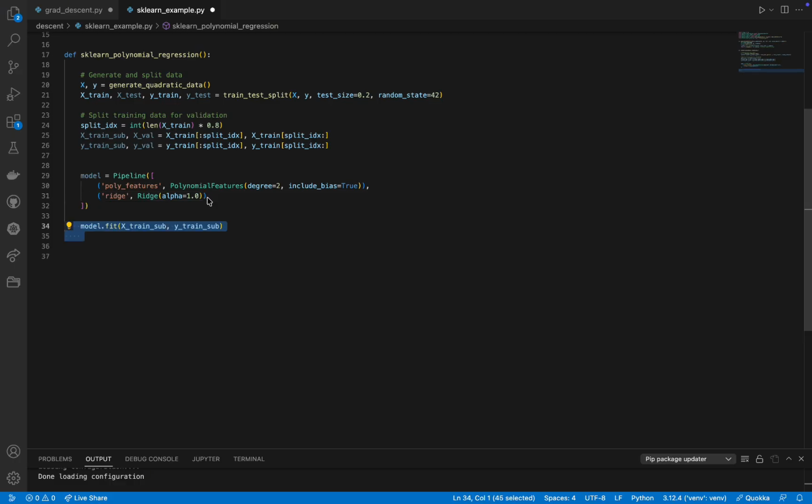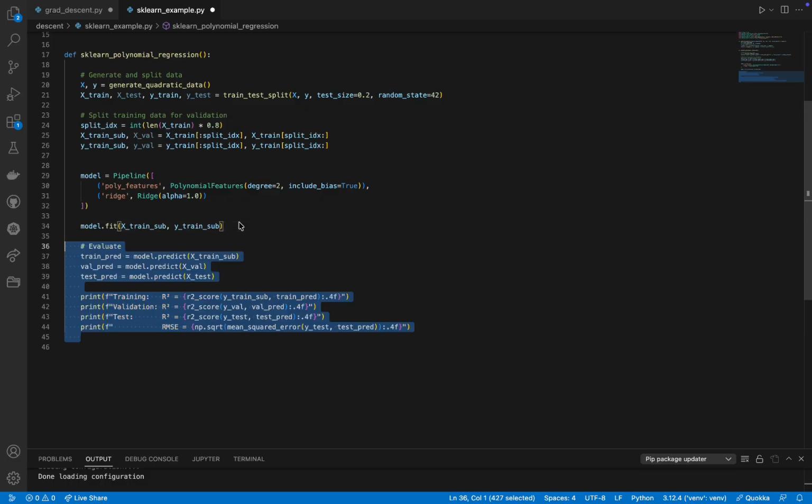And now we train the model. 1 line, it's model fit, and that's all. No loops, no tracking loss, no manual gradient updates, just 1 line and we are done. The pipeline automatically transforms the features using polynomial features, then trains the Ridge regression on those transformed features.